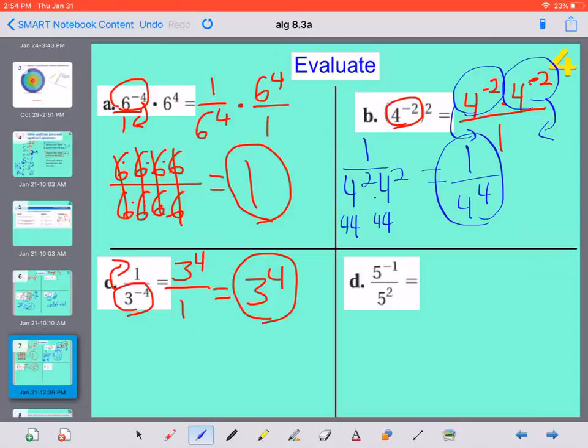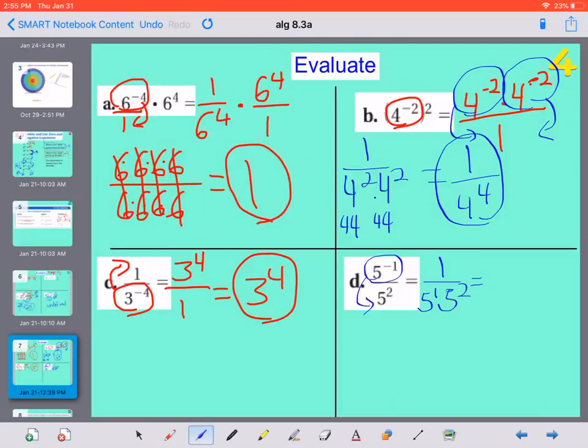Here we have 5 to the negative 1 over 5 to the second. So we're going to take this, because we see a negative, move it to the bottom, find the reciprocal. So move and make positive. So what we're going to have then is 1 on the top, and 5 to the positive 1, and 5 to the positive 2.